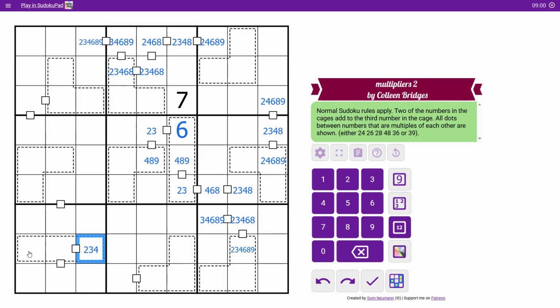4, 2 would have to be a 6, and there's no dot. 4, 8 would have to be a 6. It would have to be a 4, and you can't have that. So 2, 3 is going to be like this one. I think once again you can have the 2 or the 3.